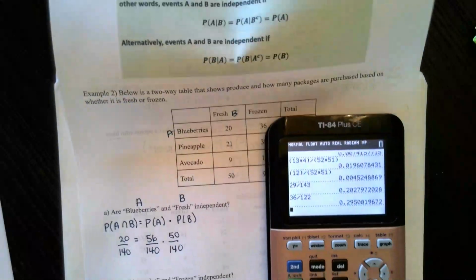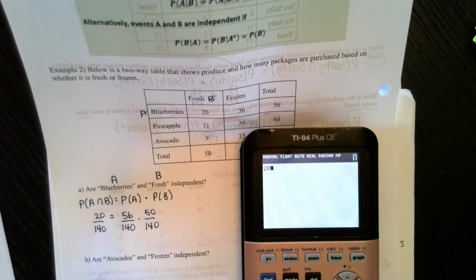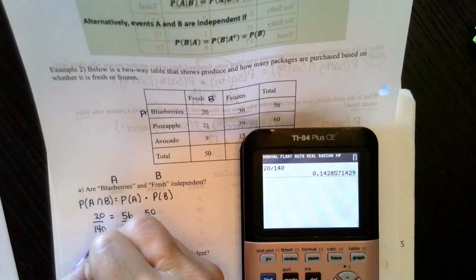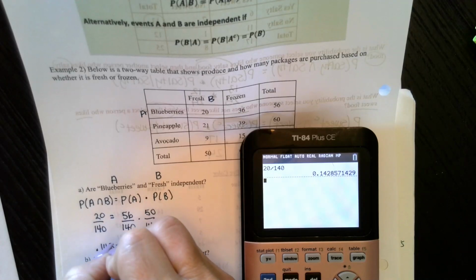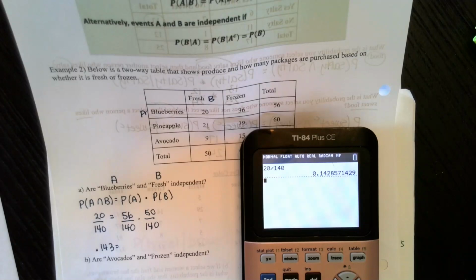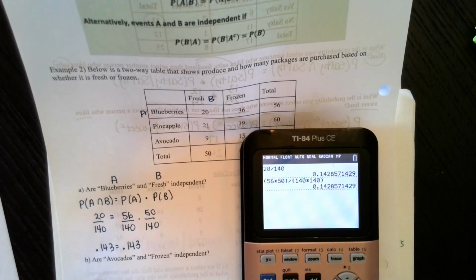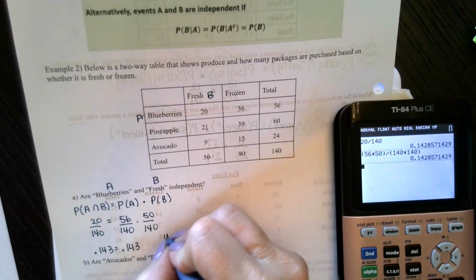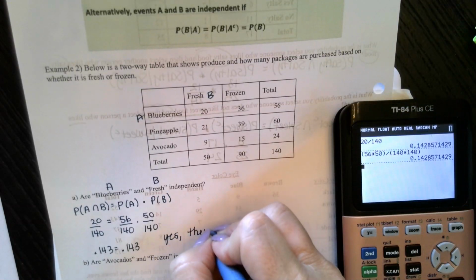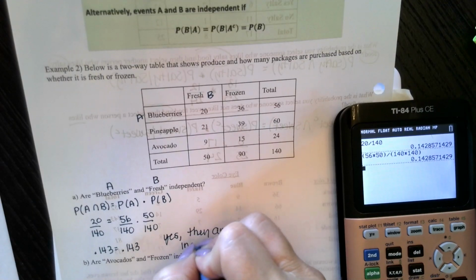So I'm going to plug this in the calculator. 20 divided by 140 is 0.143. Now on the other side, I'm going to have 56 times 50, that's my numerator, divided by 140 times 140. And I get 0.143. So, because of this, I'm going to say yes, they are independent.